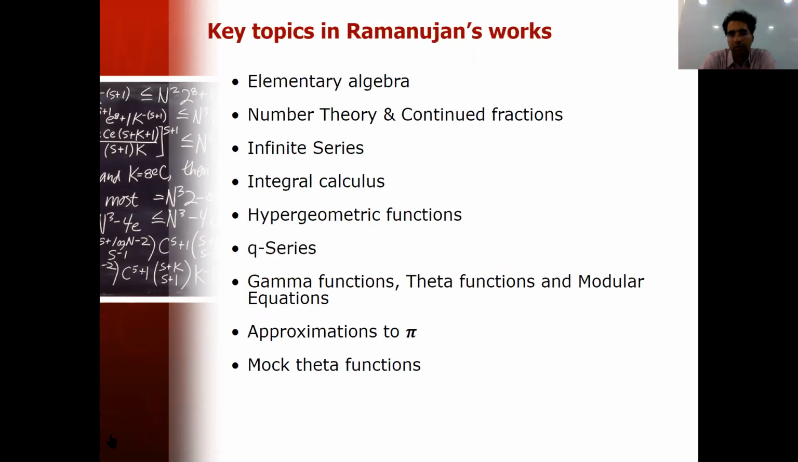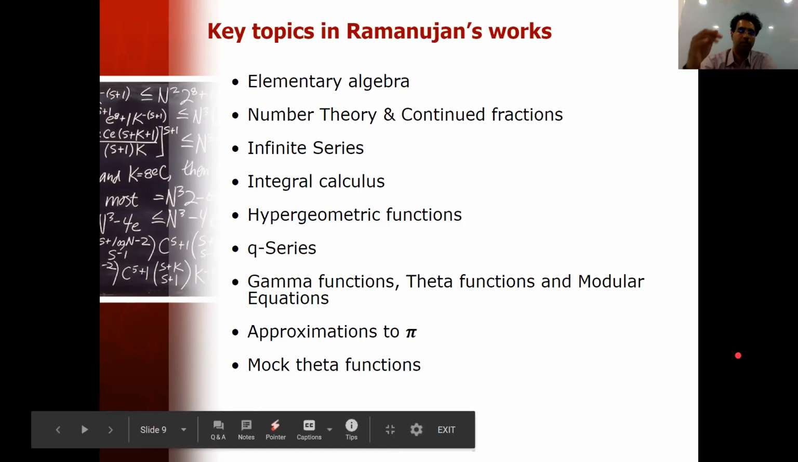Some of the key topics that Ramanujan worked on ranged from elementary algebra, and then number theory and continued fractions, which you saw, and then infinite series, which was a topic that Ramanujan was extremely passionate about, and then integral calculus, hypergeometric functions, Q series, which he developed greatly and which he used in approximations to pi and also in partition functions, and then gamma functions, theta functions, and then modular equations, which he used heavily in his derivations of approximations to pi, and then mock theta functions, which he discovered and then developed greatly on his deathbed, and which are present in his final letter that he wrote to G.H. Hardy, and then also in his lost notebook.